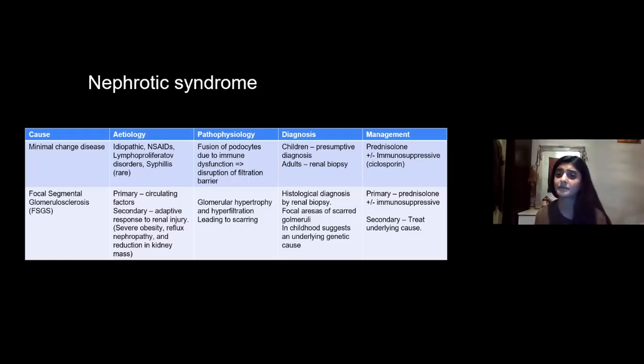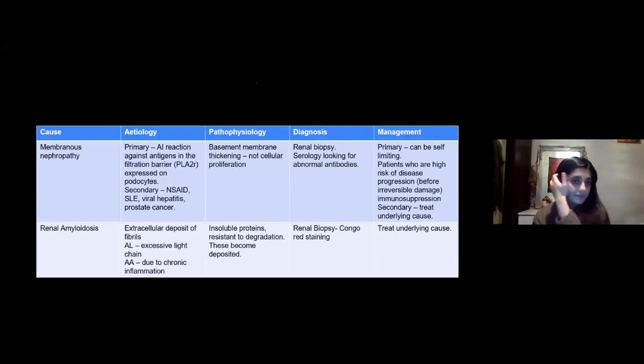If it's primary and we don't know what the cause is, we give them prednisolone, plus or minus another immunosuppressive. If it's secondary, so if they're severely obese or there has been other damage to the kidney, we can treat the underlying cause, and this should help with the nephrotic syndrome that way.